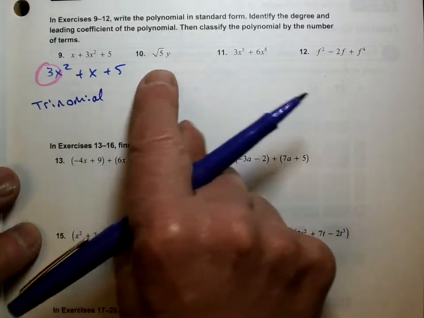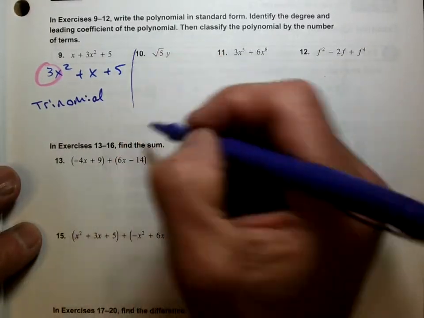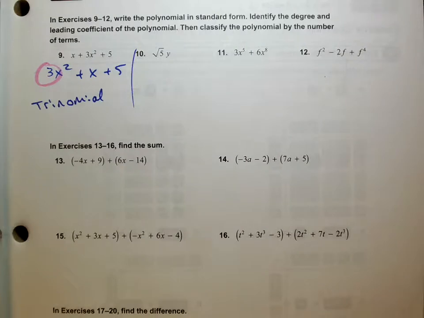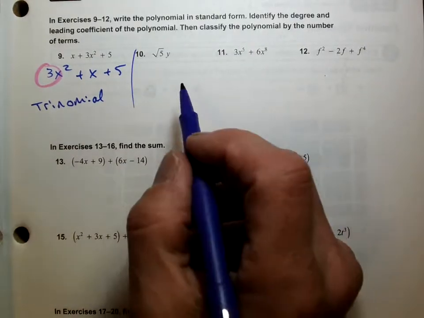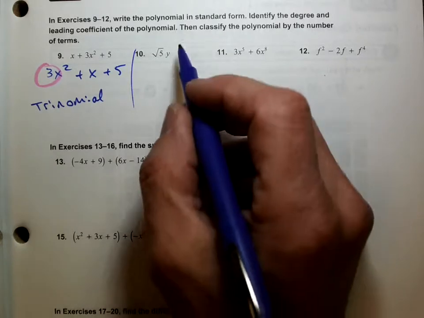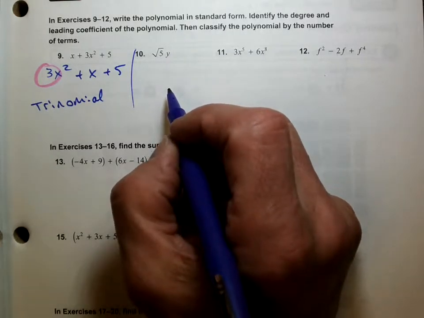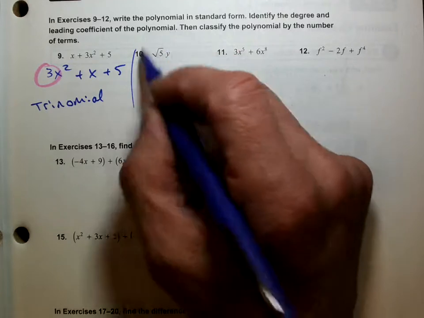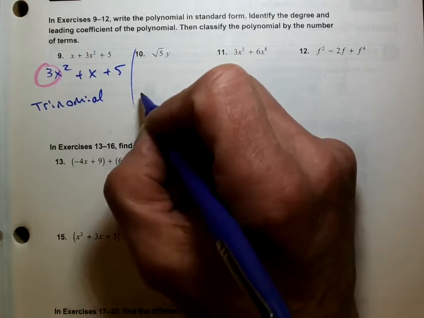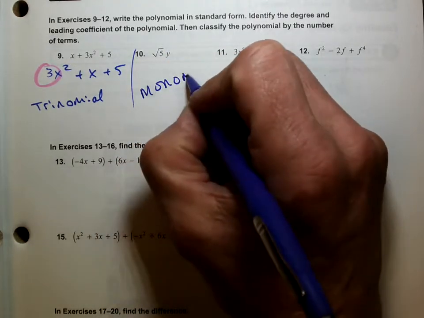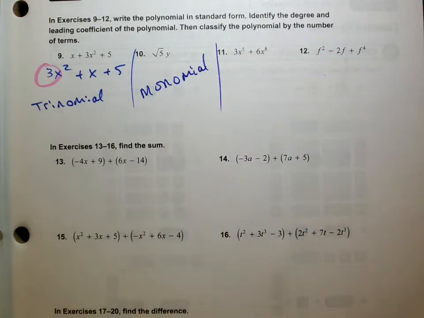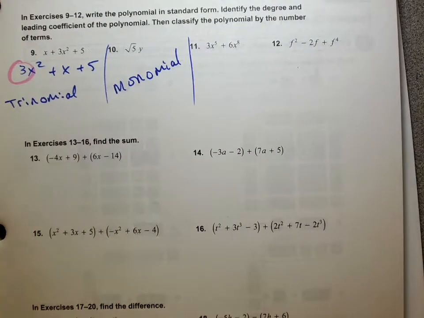Okay, 10. It's already in standard form because there's only one term, so we don't have to rewrite it. What's the degree? 1. And what's it called? Monomial, because it's one term, right? Monomial, okay.